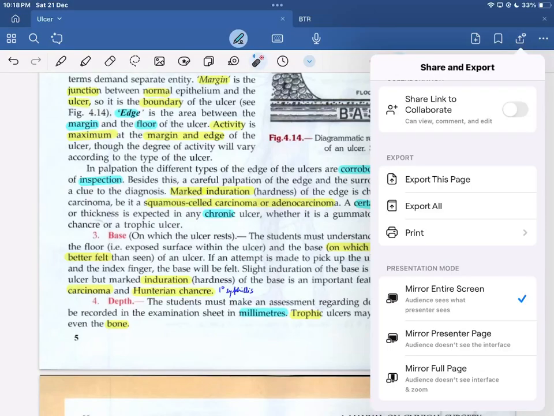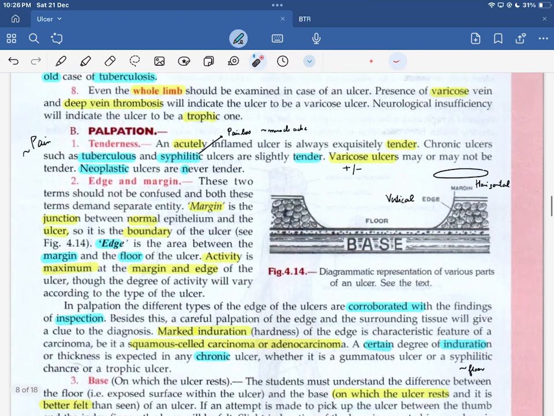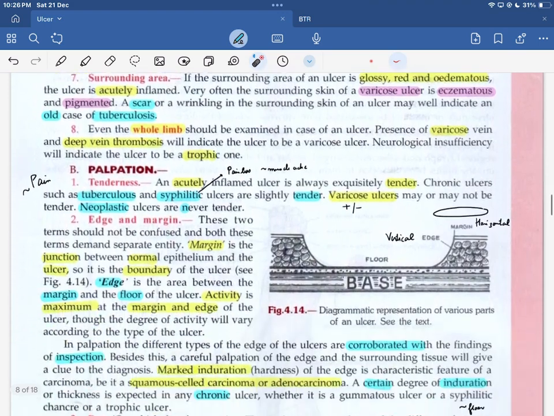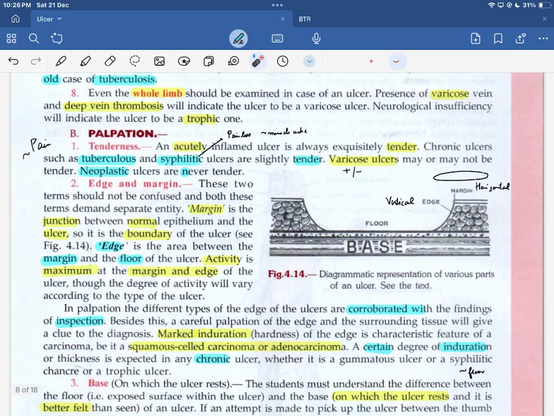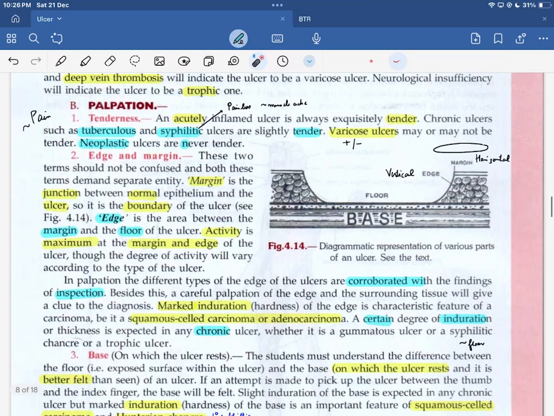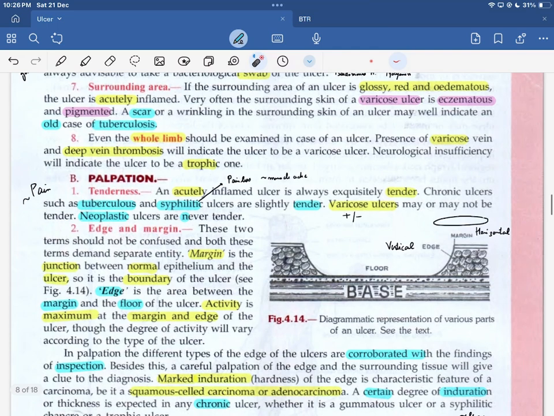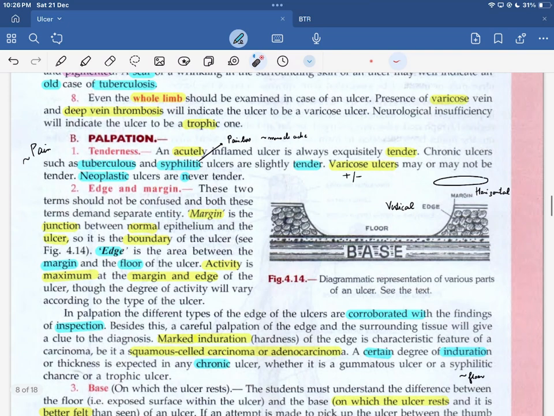Hello guys, today we're gonna be doing the palpation part of the ulcer, right? So we completed the history part, we completed the inspection part. So we're gonna be using our hands now and getting it dirty, right? For the tenderness, we have to see the pain history. Here we're gonna be seeing the tenderness of that. Pain was the history part, the patient told, and now we're gonna elicit it.